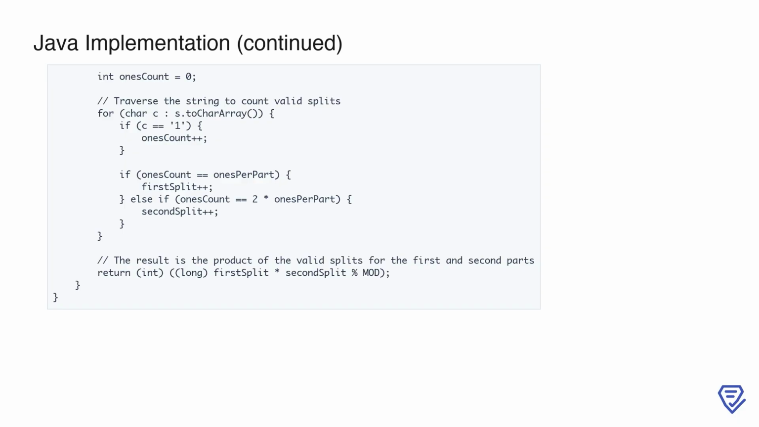Finally, the total number of valid ways to split the string is given by the product of first split and second split. We calculate this product, take it modulo mod to handle large numbers, and return the result. This ensures we account for all possible valid splits while adhering to the constraints of the problem.